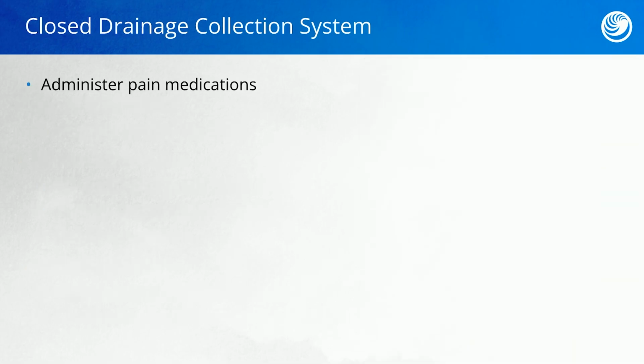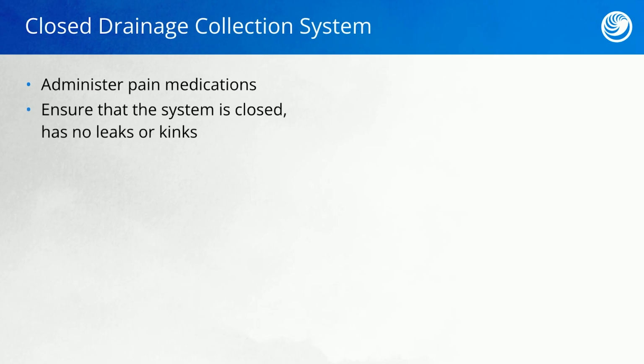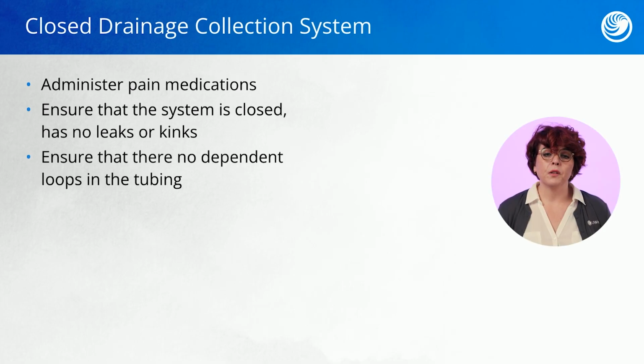We need to make sure that we're assessing and administering pain medications for our patients with a chest tube. Remember, this is a surgical site, it hurts, and they might have referred pain back at the scapula. We need to ensure that the system is closed and has no leaks or kinks, and we're going to do that from assessing the dressing site all the way down to the seal. We need to ensure that there's no dependent loops in the tubing. This can change the pressure that's preset in the drainage system.